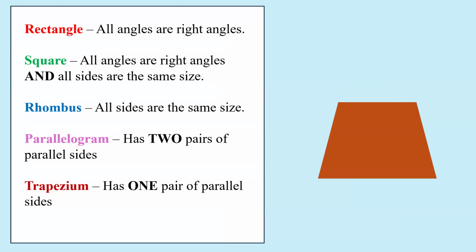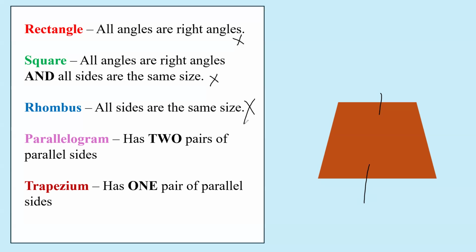Okay, let's go through it. Is it a rectangle? It can't be a rectangle because it doesn't have any right angles. And we know that a rectangle must have four right angles. Is it a square? Nope, because it doesn't have any right angles. Is it a rhombus? Nope, because not all of the sides are the same size. We can see that the top and the bottom are definitely different sizes, can't we? Different sizes, so we can get rid of rhombus.